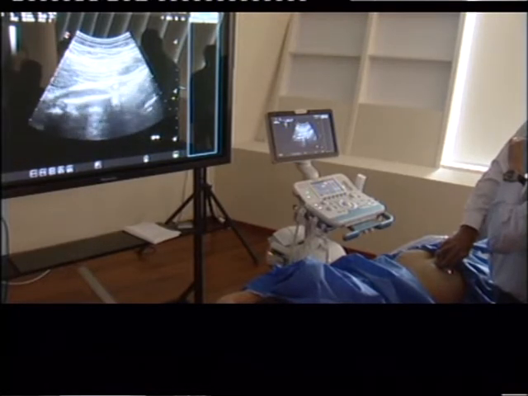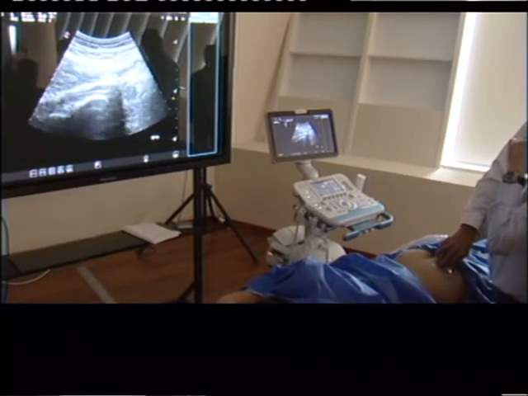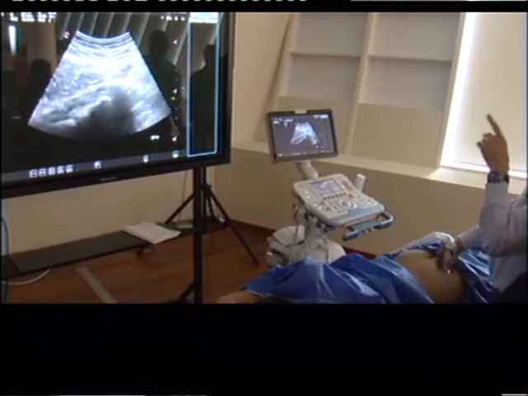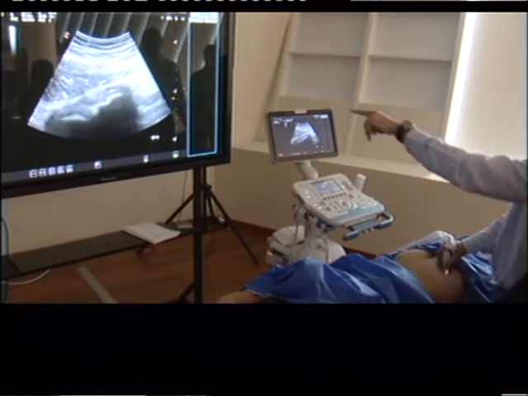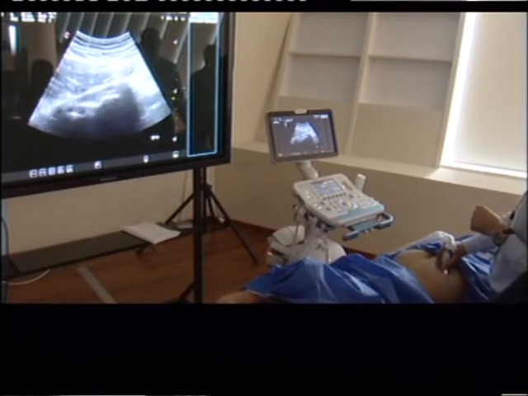Obturator internus, sciatic nerve. You have a shoulder. There it is. Shoulder, sciatic nerve, and then obturator internus, waterfall. Wonderful.